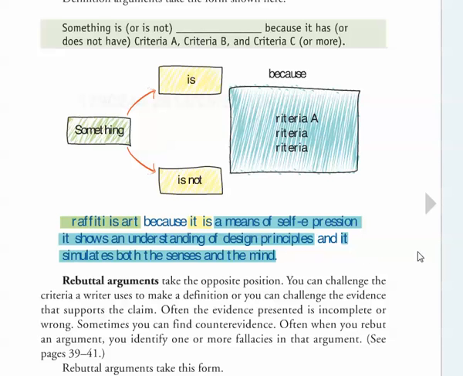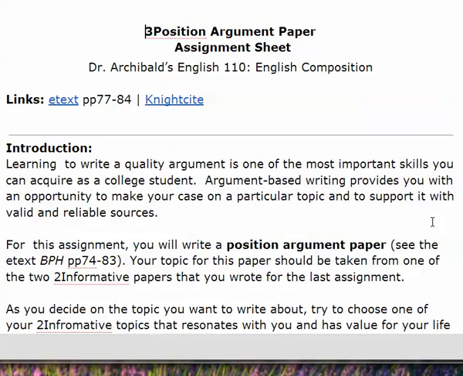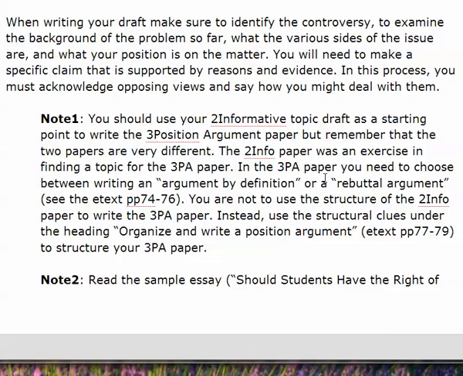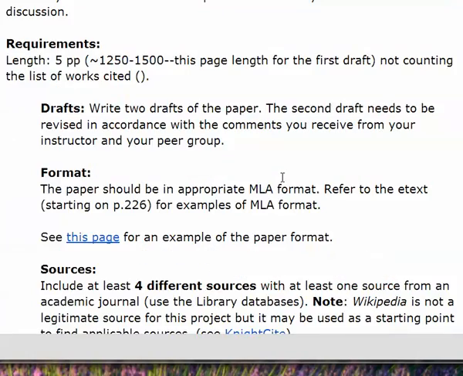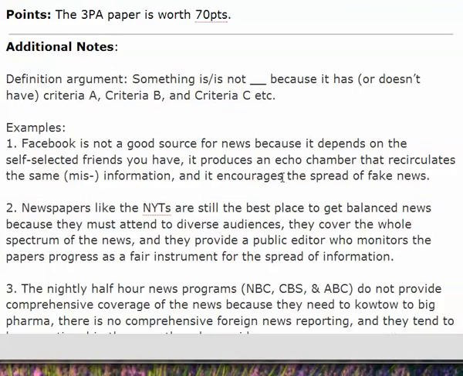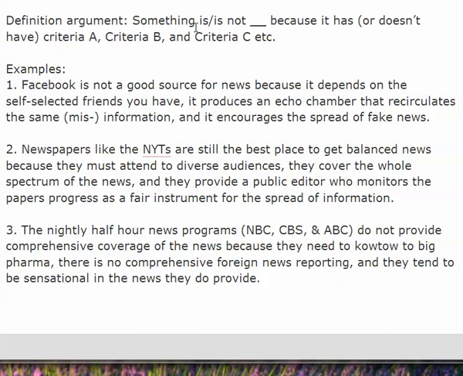Okay, so let's go to the assignment sheet, and I want to show you what I have there. Here's the assignment sheet. The introduction, and then this note, and then here at the bottom is about the definition argument. Something is or is not. I transfer that formula here, and then I provide you with some examples here. Facebook is not a good source for news because it depends on the self-selected friends you have. It produces an echo chamber that recirculates the same misinformation, and it encourages the spread of fake news.